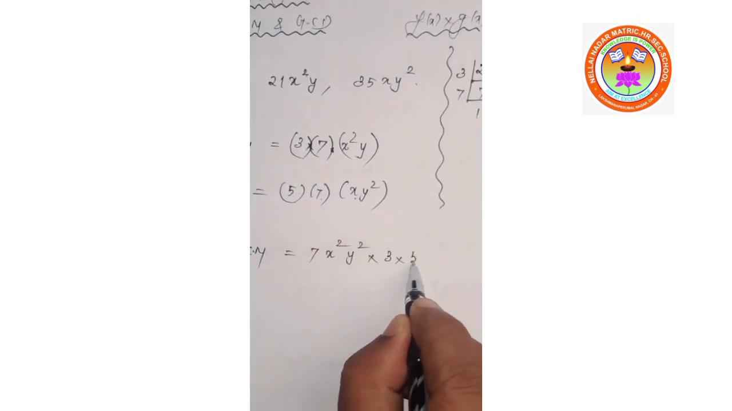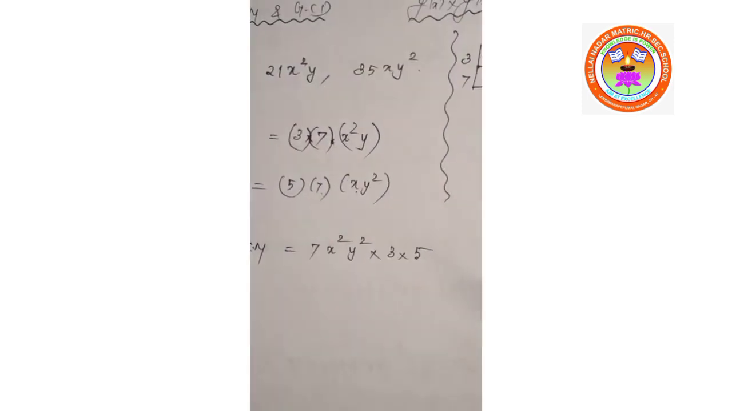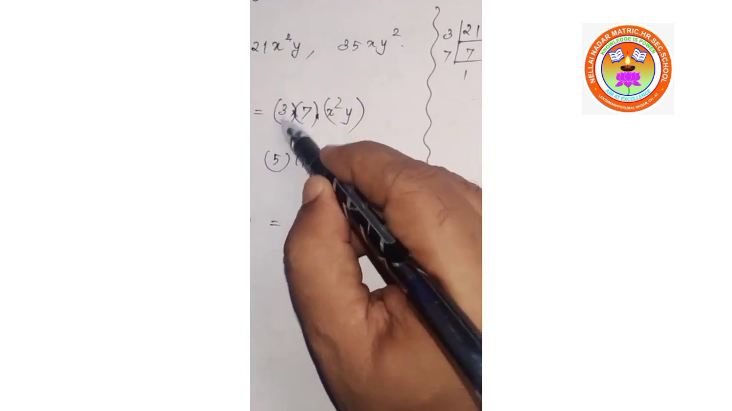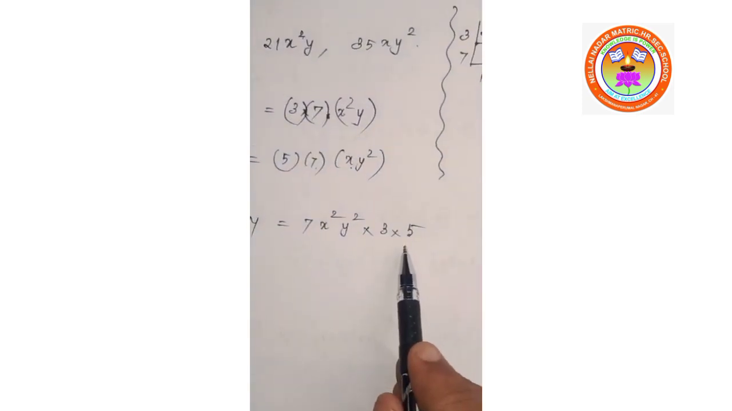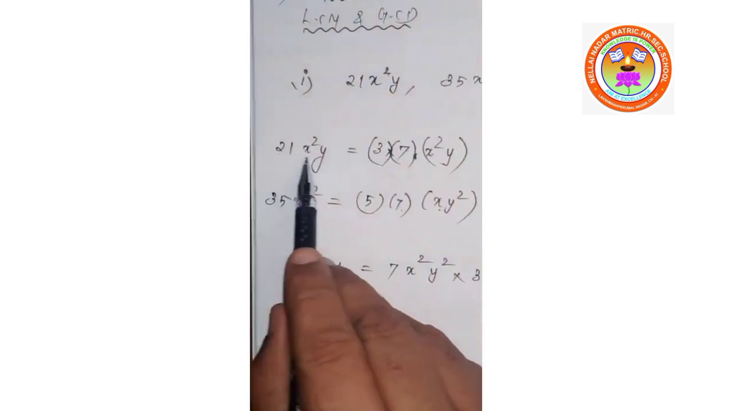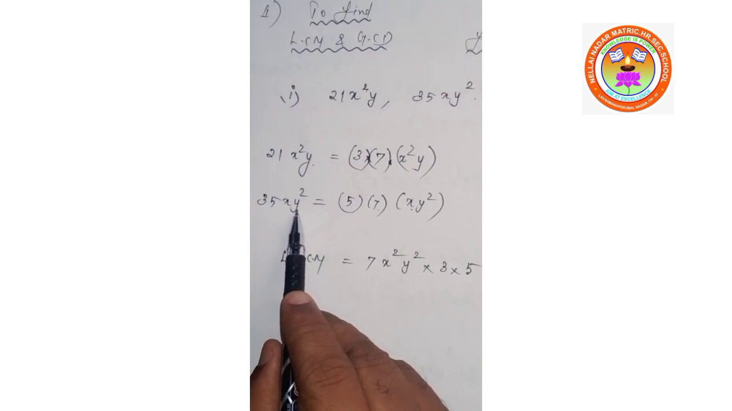Again I tell you, 7 common. Then after writing the common numbers, the left out numbers, what are they? 3 and 5, that should be included. Then okay, it is a monomial. 21x squared y is a monomial, 35xy squared is also a monomial. We haven't applied any identity.